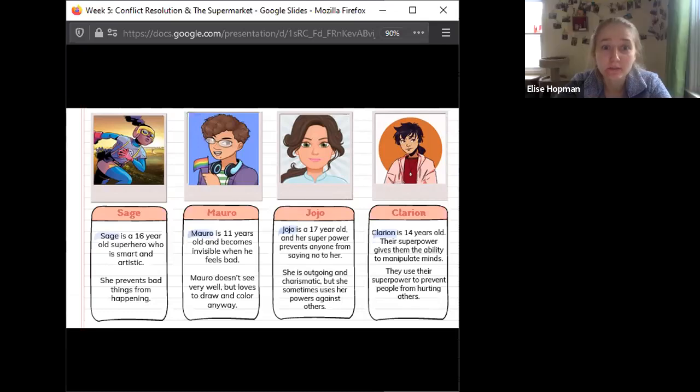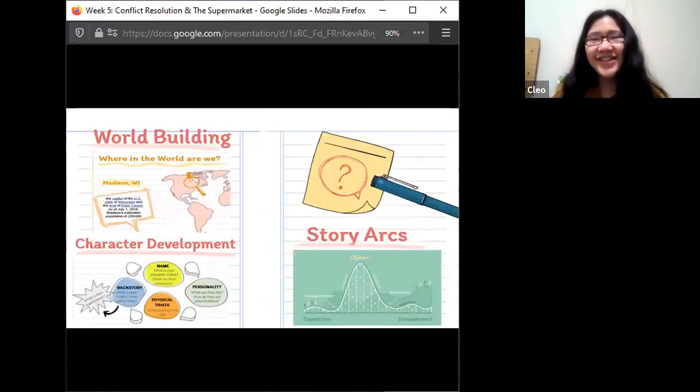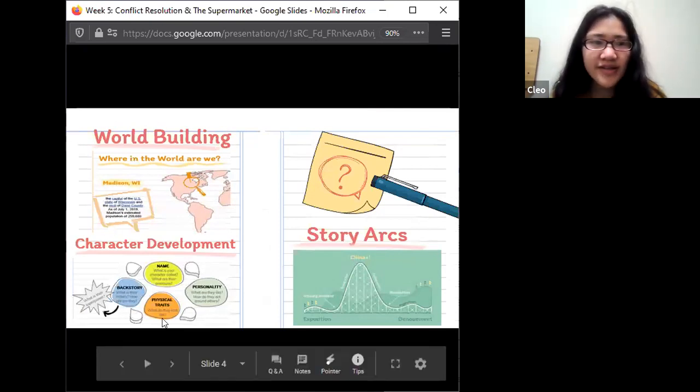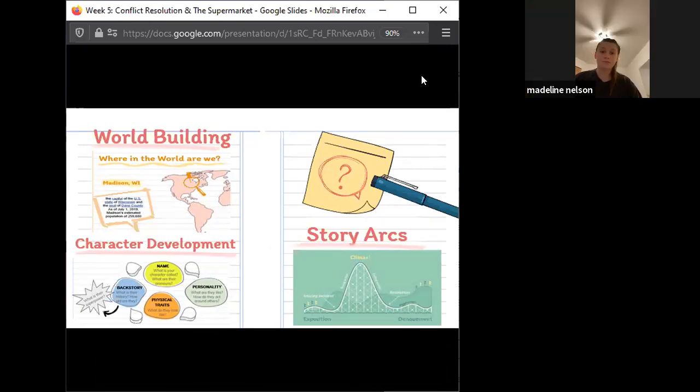All right, so now that we were able to reintroduce our characters, let's begin. So far in the Young Storytellers Club, we have gone over world building, character development, and story arcs. These are all important parts of developing a story, but now we need to talk about how to solve the issues in the stories that we create. This is called conflict resolution.